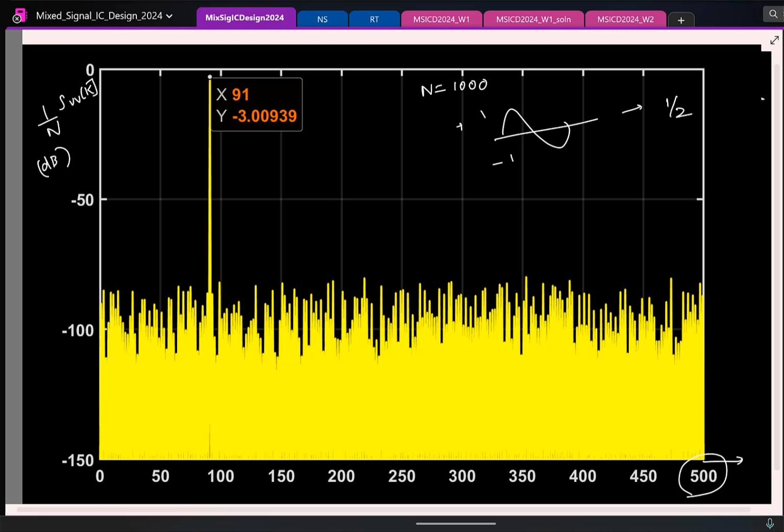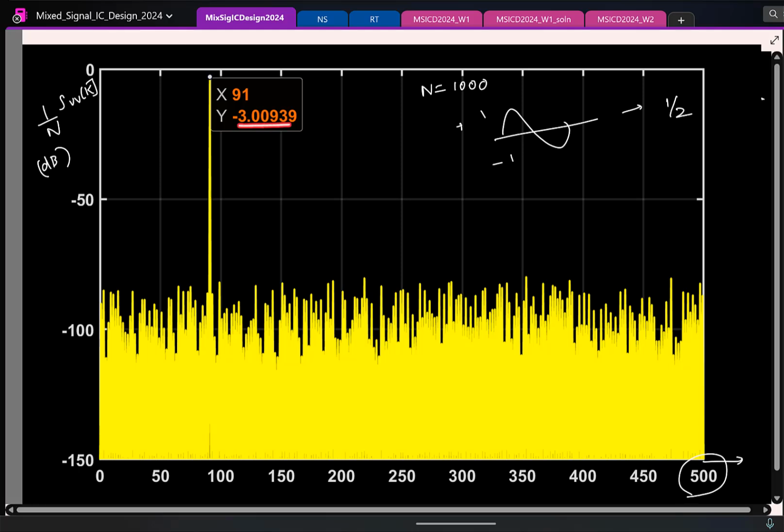In log scale, how much is this? You take 10 log of the power, that is -3 dB. So that's what you expect. So at the 91st bin you get minus 3 dB as the power, and that's above the quantization noise. Yeah, because I've chosen the signal to fall on a bin.